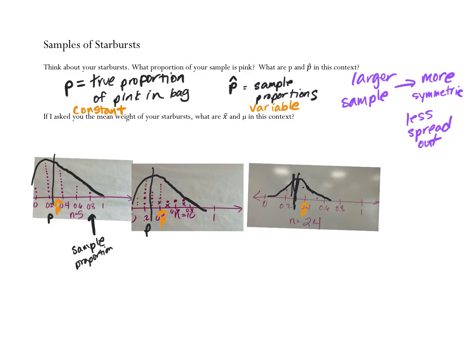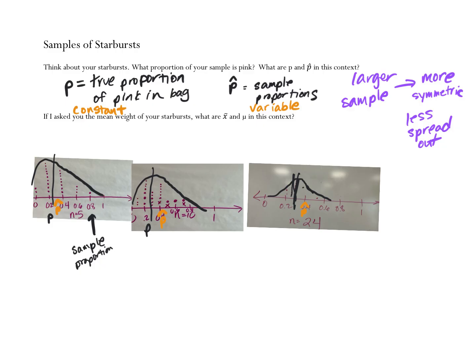So this 0.8 of Braden's is a one-off. He just got really lucky. You know how hard it would be to get a sample of 24 starbursts out of that bag that were 80% pink? That would be way harder to do. Everybody good? All right.